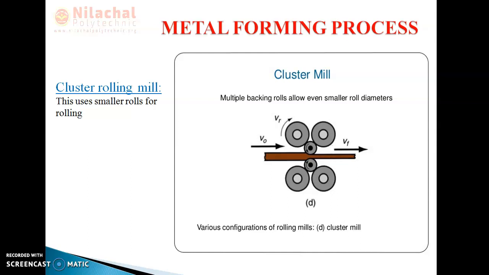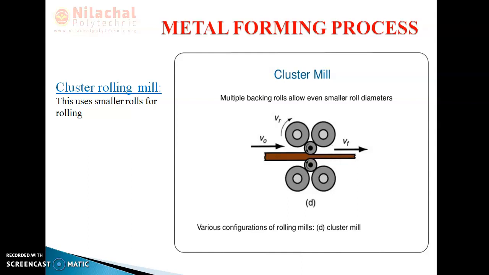Now, in this slide you can find cluster rolling mill, also named cluster mill. As per this, it uses small rolls for rolling. Now, as per your cluster mill, it is a special type of 4 high roll mill in which each of the 2 working rolls is backed up by 2 or more large backup rolls. That means here we are using 2 working rolls. That means the workpiece is directly in contact with the rolls, and this number is 2.